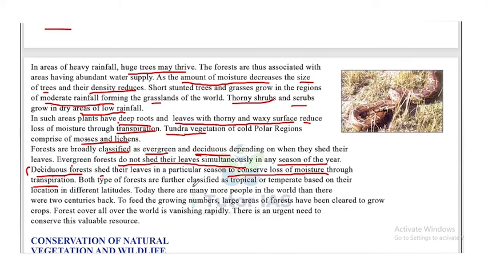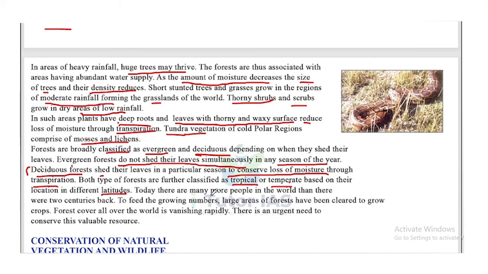Both types of forests are further classified as tropical or temperate based on their location in different latitudes. If the forests are located in the tropical region, then it's called a tropical evergreen forest and a tropical deciduous forest. And if they are located in the temperate region, it's called a temperate evergreen forest and a temperate deciduous forest. And it's because of the latitudes.